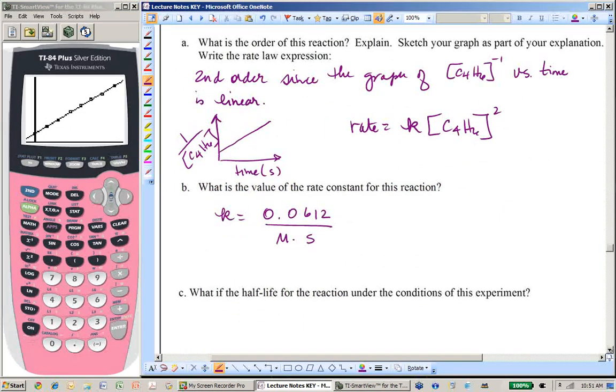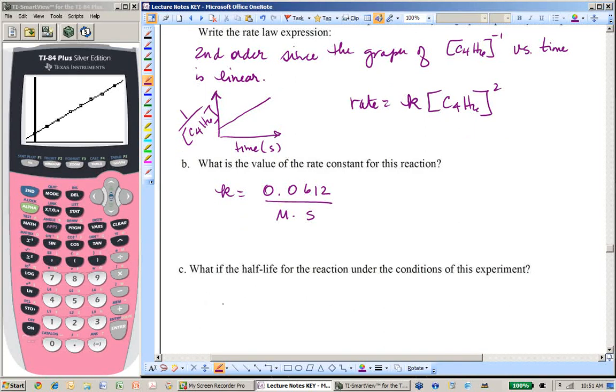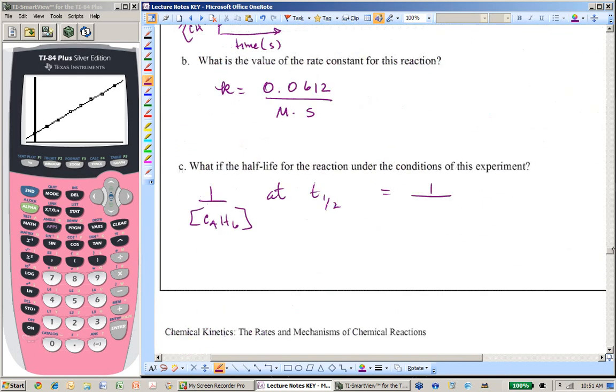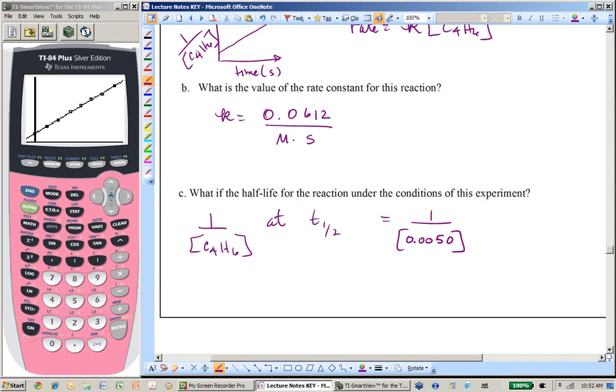Oh, no, we know what that concentration is. So we know that if we have 1 over C4H6 at T1/2, that would be equal to the reciprocal of your initial concentration, 0.01, cut in half. Okay, so is that an x value or a y value? Well, that's why they had you sketch it. It's a y value. So come over here to y equals.